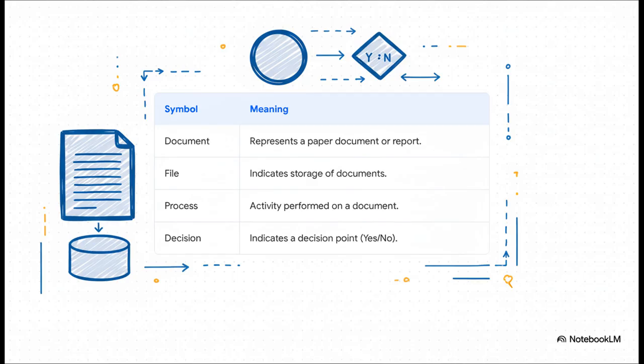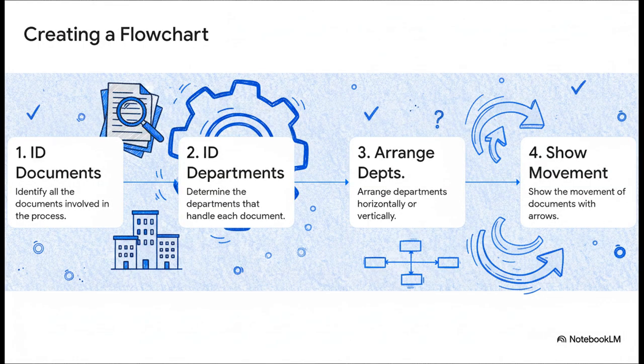You've got your icons for the actual documents, symbols for filing cabinets, and this is the important one, these diamond shapes. A diamond represents a crossroads, a decision point. Think, is this invoice approved? Yes or no? That's a moment where the document's journey could split and go down a completely different path. Building one of these is kind of like setting up a relay race.